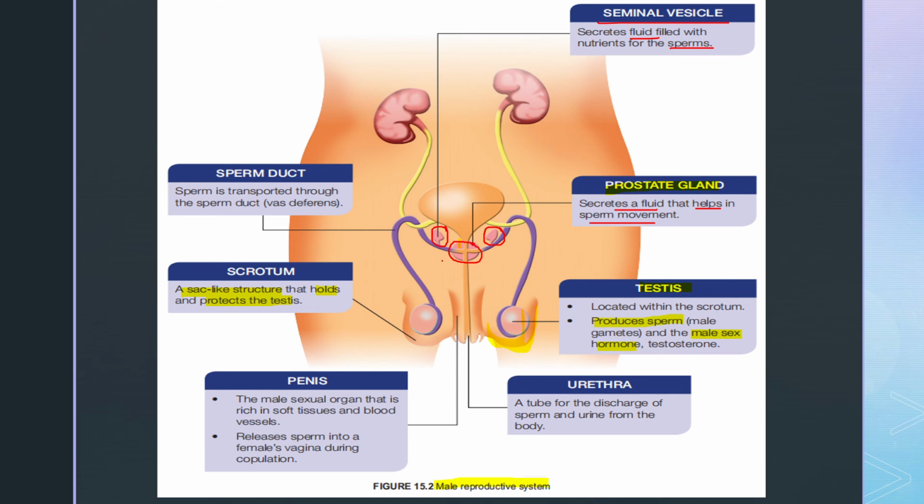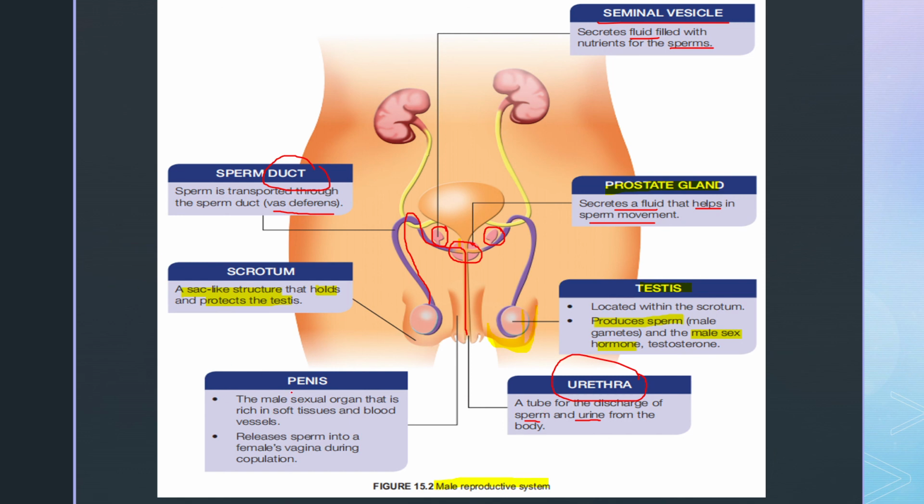Moving on, we have the sperm duct, also known as the vas deferens. It is the place where sperm is transported. Once sperm is produced here in the testes, it will go through this sperm duct and then all the way down here, and that is the urethra, which is a tube for discharge of sperm as well as urine from the body. The same tube.